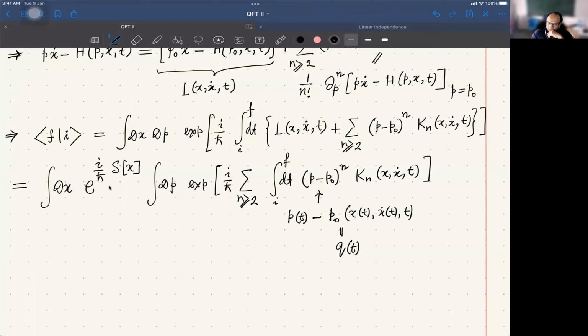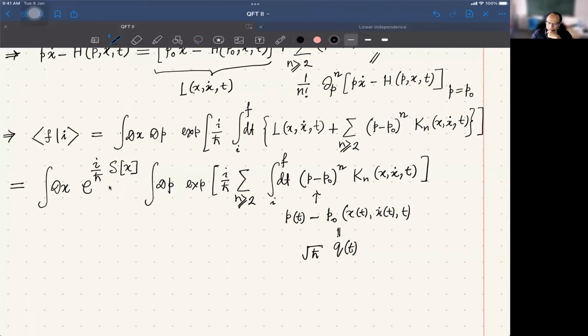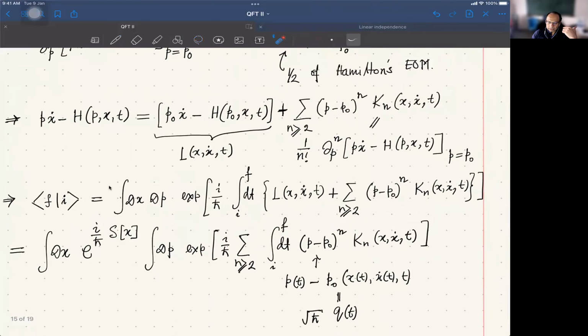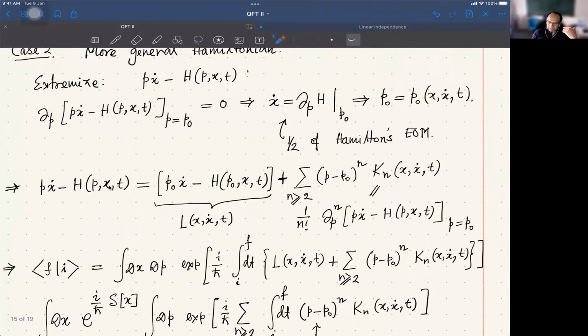So let me first write it down and then explain. So let us define this as a new variable q of t, but not only q of t, but root h bar times q of t. What does that mean? What is the meaning of multiplying this by root h bar? So q is nothing but p minus p0.